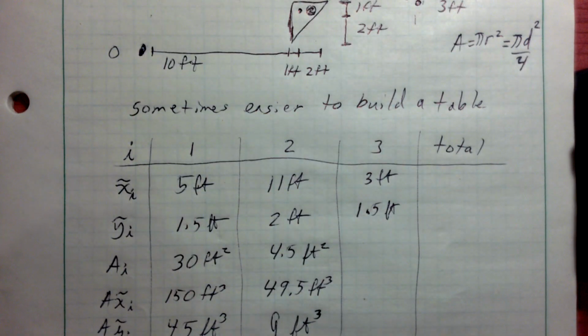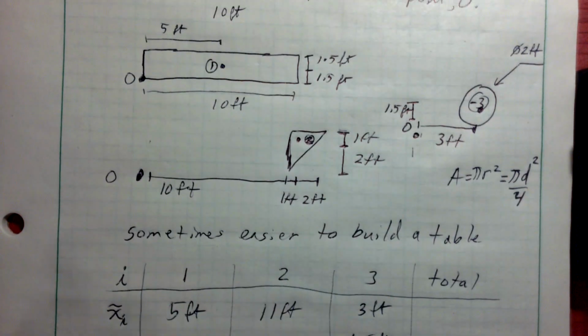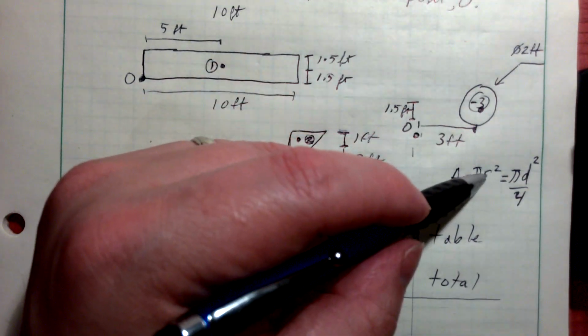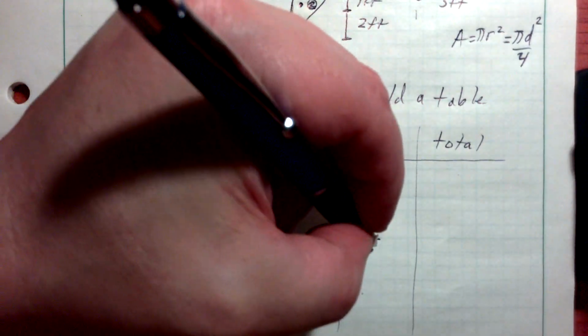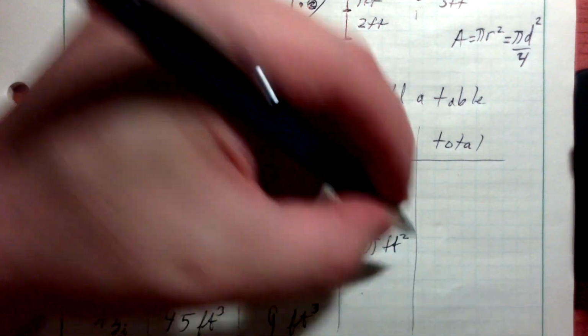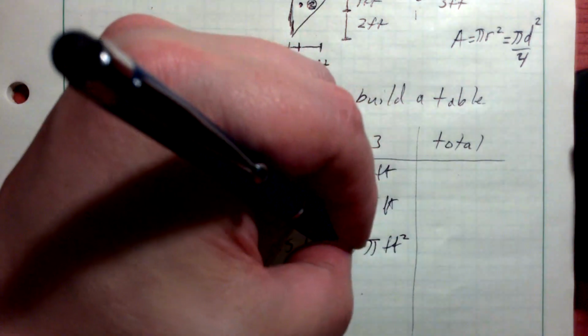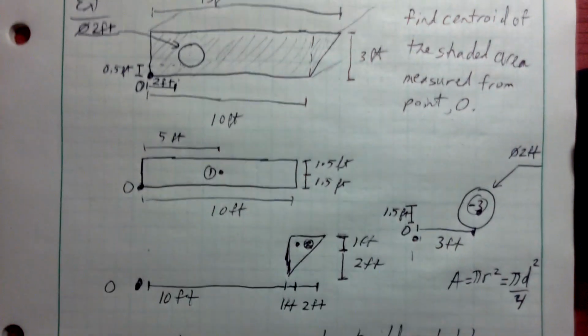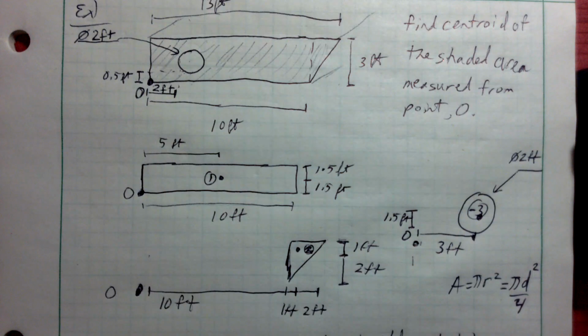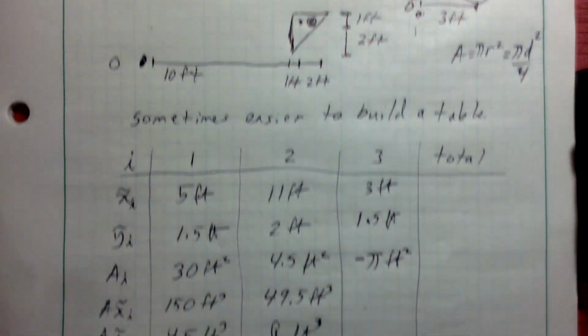Okay, so this is a 2 foot diameter, or we could also say r is 1 foot. So 1 foot squared times pi, the area is going to be pi feet squared. But it has a negative sign, so negative pi feet squared is going to be that area, because again, it's a hole, it's missing. That's not part of the shaded area. It's been removed, so it's a negative area.